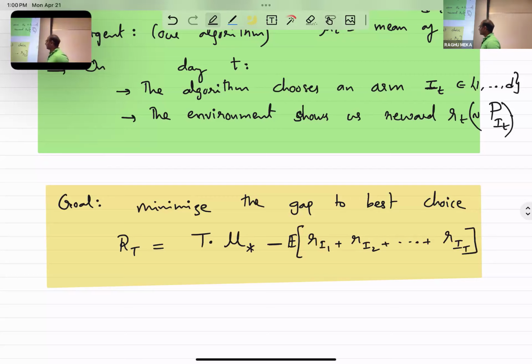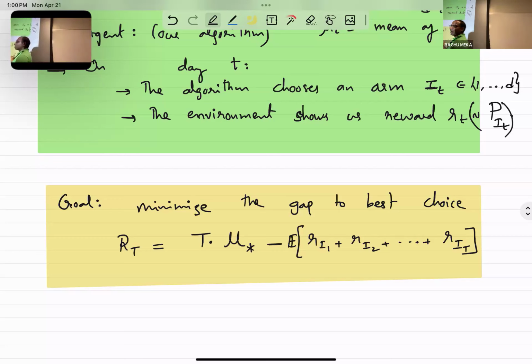Okay, so let's understand this. This is just the expected regret our algorithm got. On day one, I picked index I1, so I got reward R_I1. On day two, I picked index I2, so I got R_I2 and so on. These are the specific arm choices that we made and the rewards that they got.